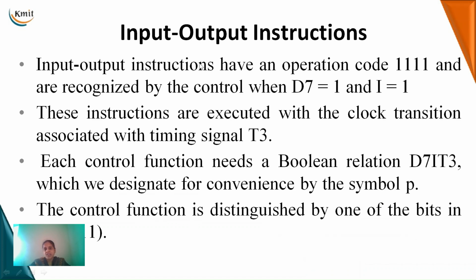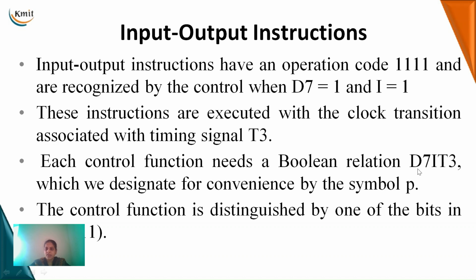The input-output instructions have an opcode of 1111 and they are recognized by the control D7. The decoder output is D7 and the I bit is going to be 1. The execution of these instructions also starts at timing signal T3. Each control function needs a Boolean relation. So the Boolean relation for these instructions is D7, I and T3. D7 is the decoder output, I represents the addressing mode, and T3 is the clock cycle which starts the execution of that particular instruction.